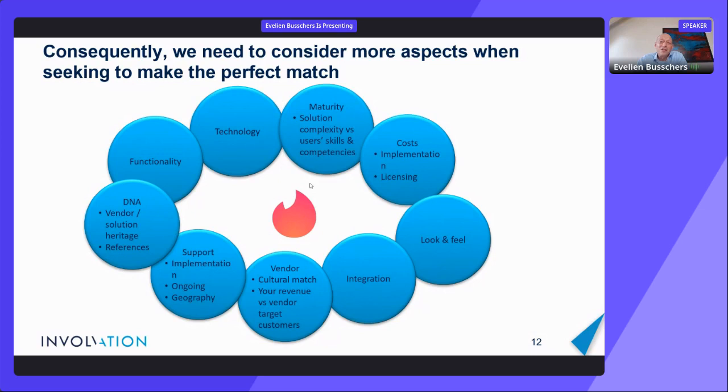But now we need to make sure that the maturity of the solution, the complexity of the solution, the people that are going to run it will need to match, also including the vendor, the DNA of the vendor, the type of the business. Next to, let's say, the hard technology and functional requirements, in comparing whether the solutions will cover all your requirements, the number of aspects that we need to look at has increased quite a bit, sometimes a bit more subjective. Although in the end, if we go back to the why, they need to be translated in the end into value that supports the why of your S&OP initiative.